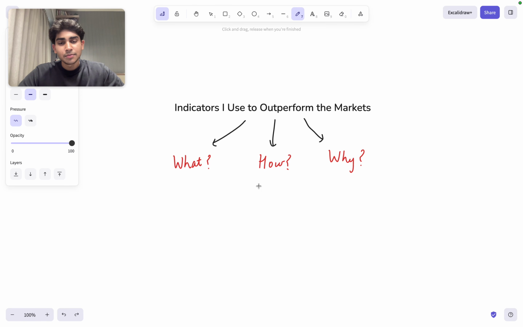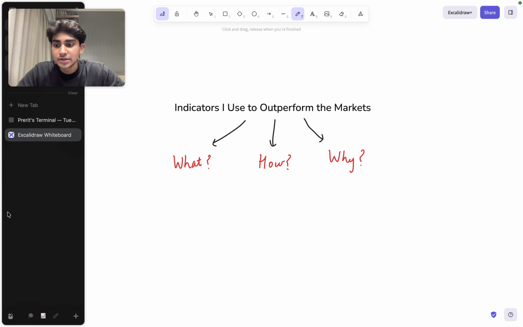In today's video, I'm going to break down exactly what are the 7 to 8 key indicators that I use to outperform the Indian stock market. What are they? How do I use them? And why do I use them in the first place? I'm also going to show you guys the news terminal that I have built from scratch using Claude and what exactly does that help me with. So let's get started with today's video without any further delay.